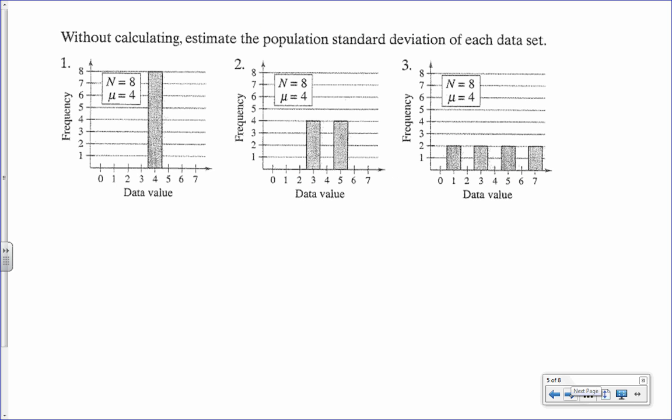Now, there may not be questions yet, but I want you to try these. Estimate the standard deviation. Now, we know this is the population standard deviation because they're saying they used n as 8, and they have mu as 4, right? So the first one should be pretty straightforward, number 1. Number 2, maybe not as easy. Number 3, I don't know. We'll see what you say.